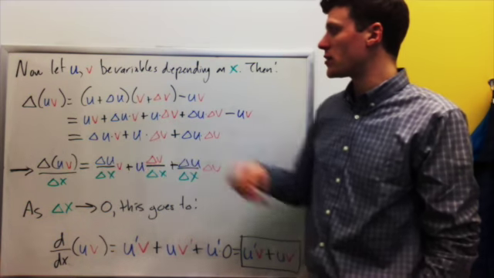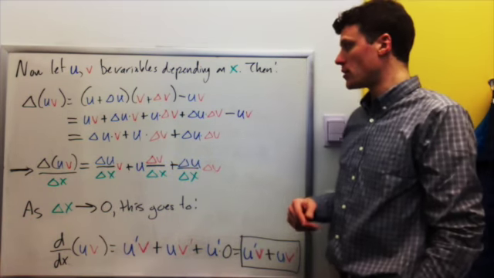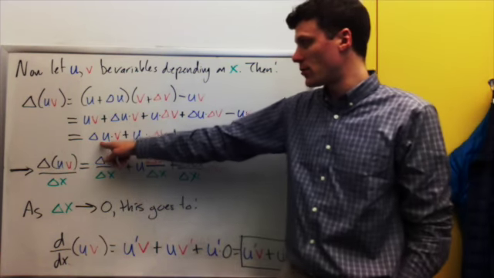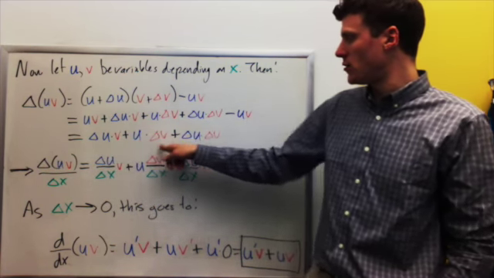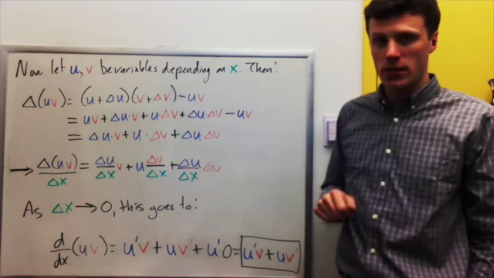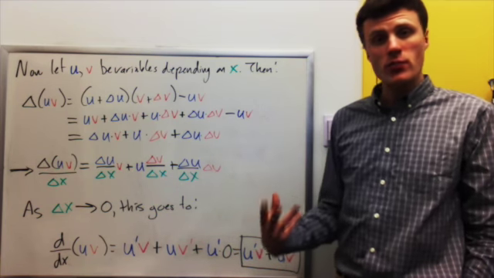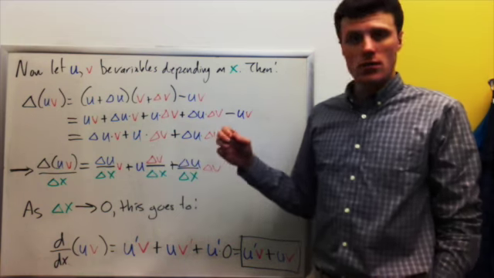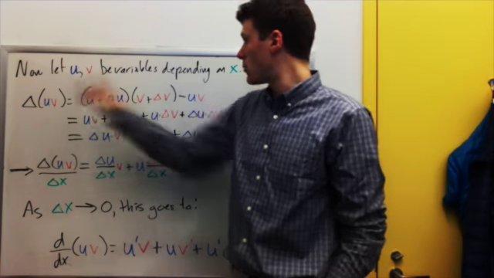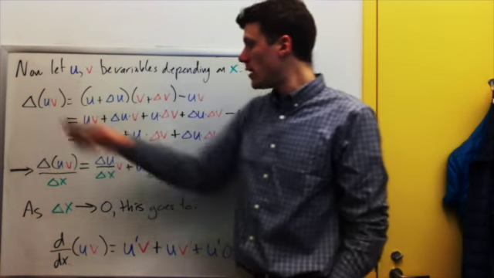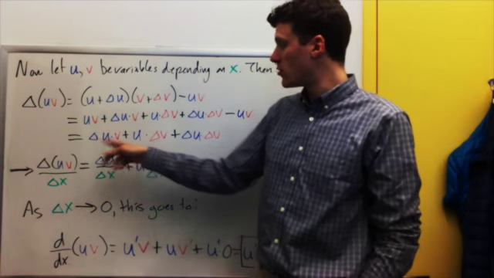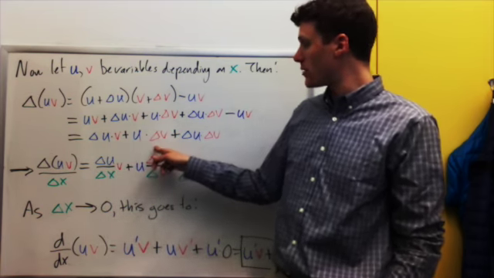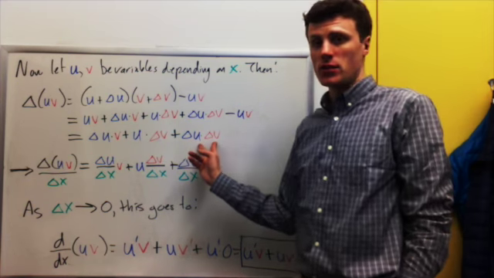I get uv plus delta u v plus u delta v plus delta u delta v minus uv. My two uv's cancel out, leaving me with delta u v plus u delta v plus delta u delta v. What we've been missing in our discussion so far are these two pieces. When I change x by delta x, uv changes by the change in u times however big v was, plus u times however big u was times the change in v, plus the change of the two guys.